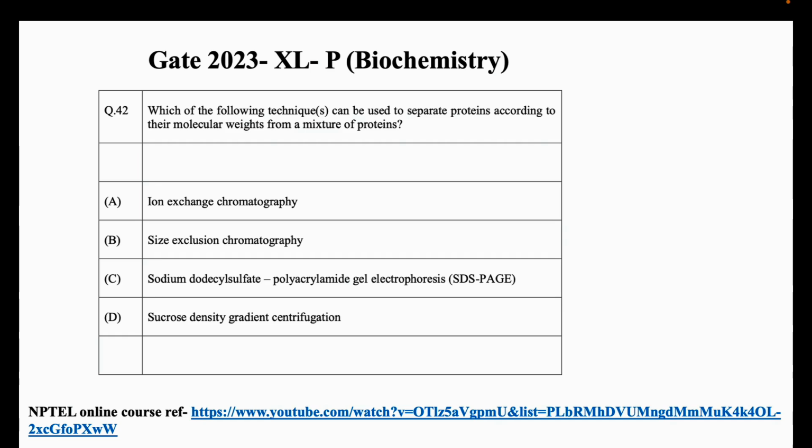Sucrose density gradient centrifugation. Okay, so we had already studied the sucrose density gradient centrifugation. Ion exchange also we had already studied. So what happens in ion exchange chromatography?